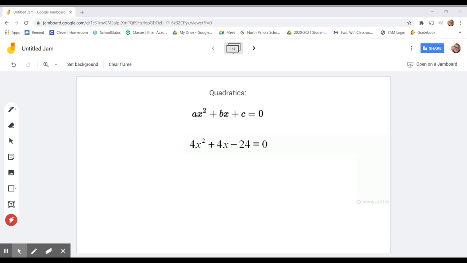Hey guys, today we are starting a brand new unit. It's quadratics. So for your student activity, all you had to do was give me definitions of a bunch of different words that pertain to quadratics. You're supposed to give me mathematical definitions.